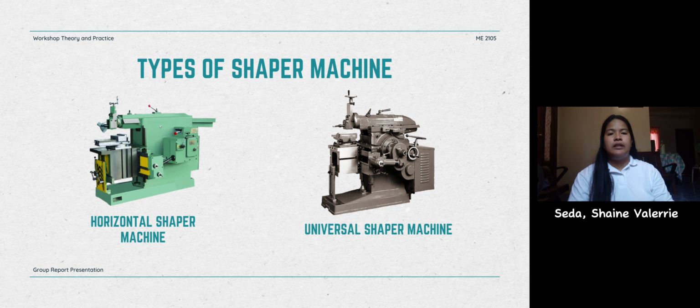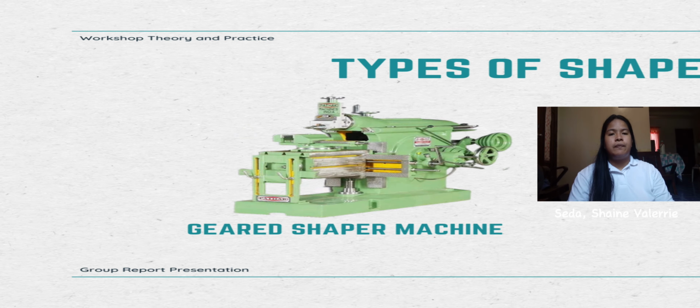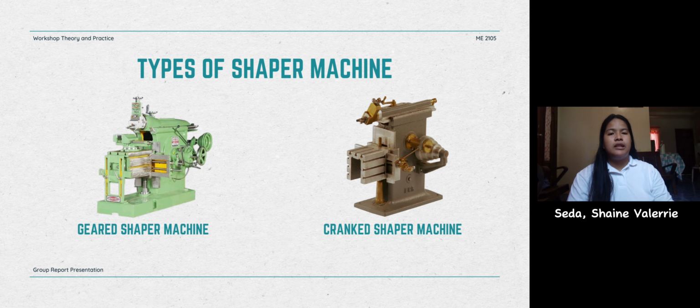Universal shaper. This type of shaper machine can be used to produce any angle or contour on a workpiece. Geared shaper. This type of shaper machine uses gears to transmit power from the motor to the ram. Crank shaper. This type of shaper machine uses a crank mechanism to convert rotary motion into reciprocating motion.